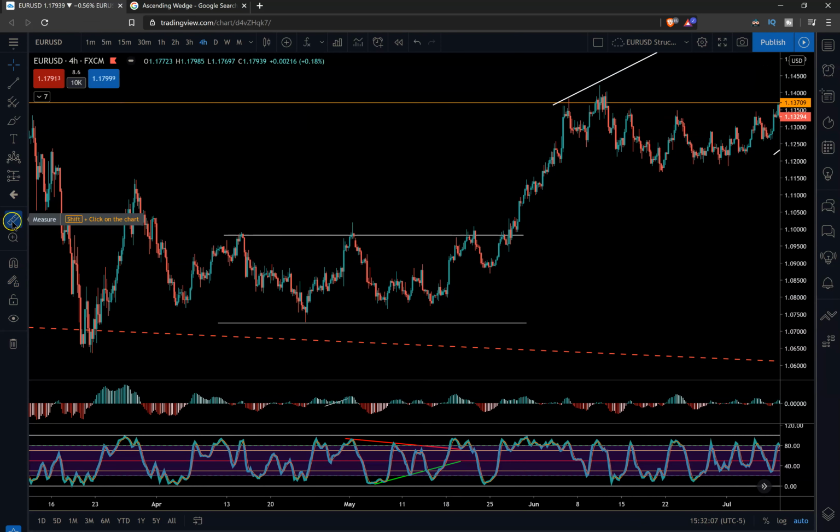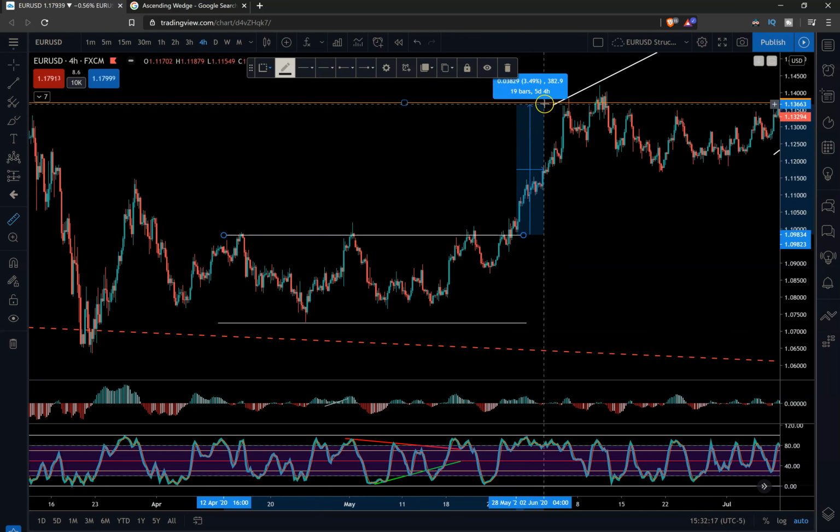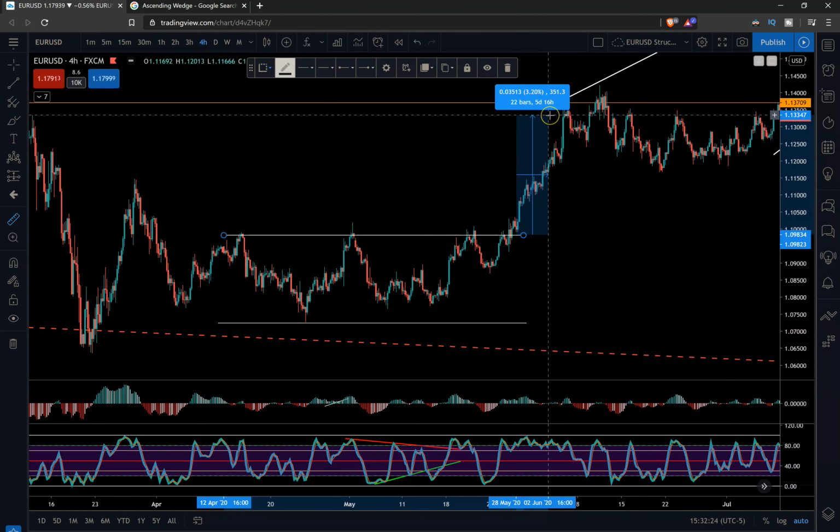That's my ruler. Gotta get the ruler. So I'll take it from right here, from when it broke out from the resistance to about right here. Yeah, it's about right here. 300-something, 350 pips.